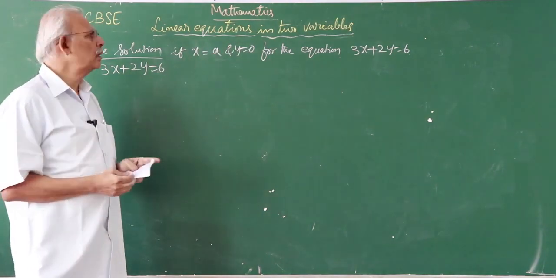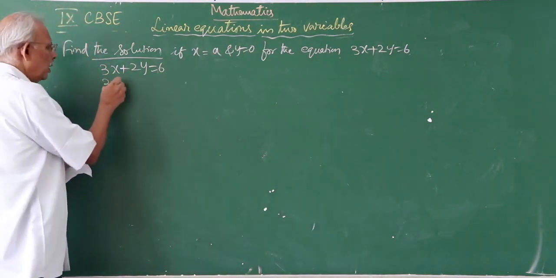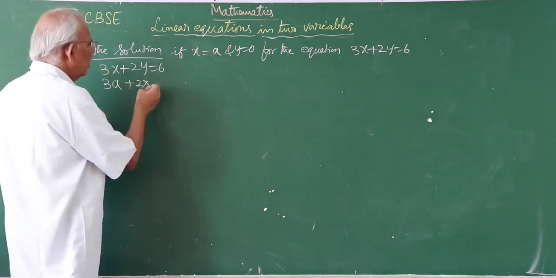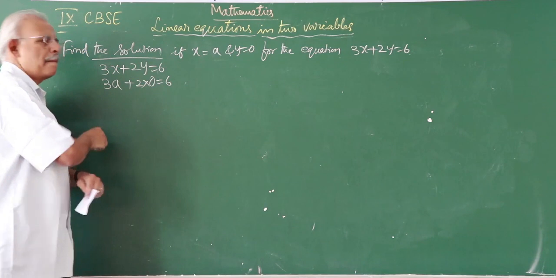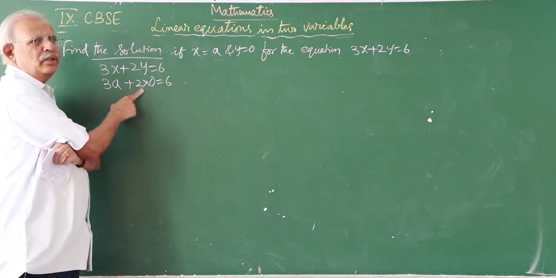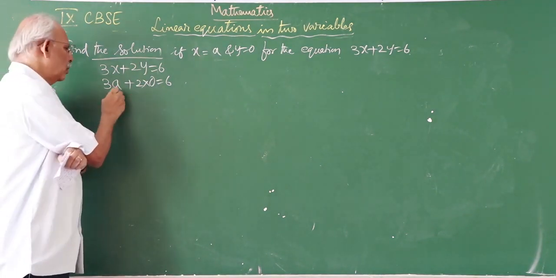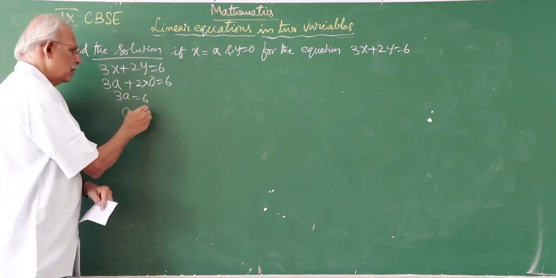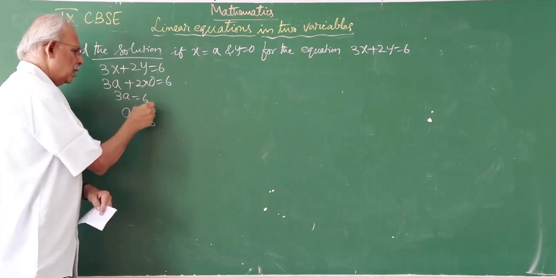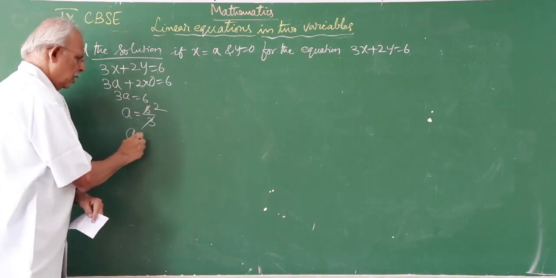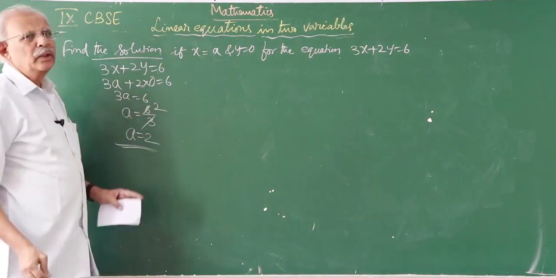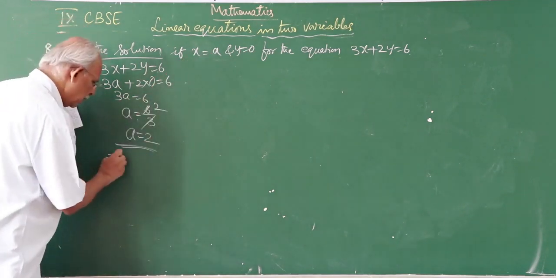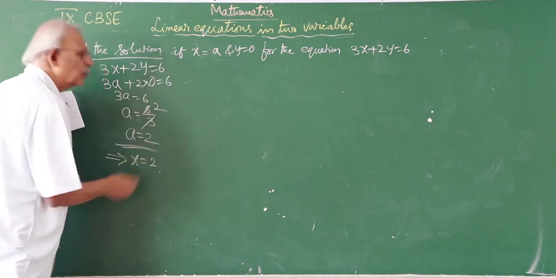Substitute it directly. So, 3 into x means a. 3 into a, 3a. Plus 2 into y equals 0. 2 into 0 means 0. So 3a equals 6 and a equals 6 by 3. That is 3 ones are 3, 3 twos are 6. So a equals 2. You know that x is equal to a. It implies that x is equal to 2.